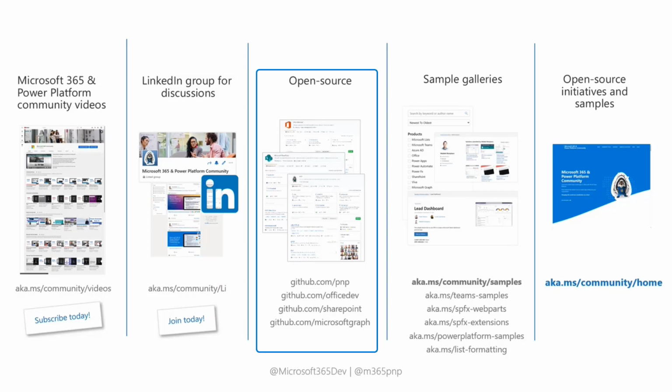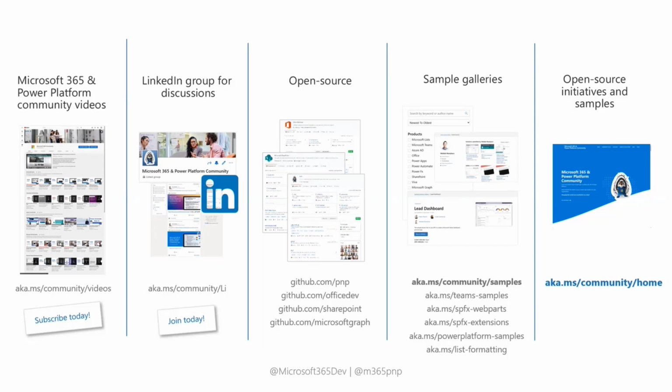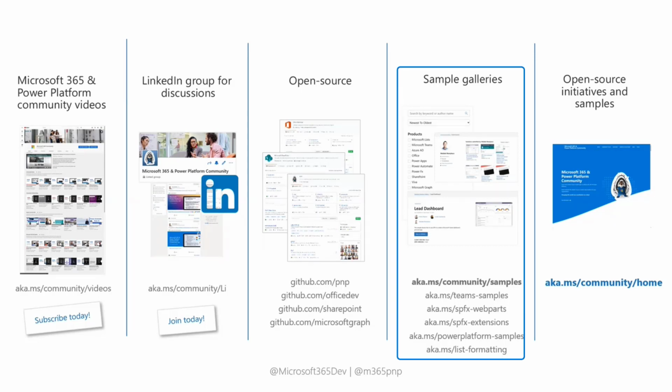We have tons of open source initiatives as well. We have the PnP repo, we have the Office Dev repo, we have the SharePoint repo, and the Microsoft Graph repos as well. So if you're looking at getting involved as a contributor, that's a great place to start. And if you're looking for some samples as well, things that people have already built in the community and shared with the rest of the world, so that you can find out how to also build cool things like them, and even use it as the start of your own projects, then we have the unified sample gallery, where you'll find all sorts of samples: SharePoint Framework, Microsoft Teams, Microsoft Lists, you name it, you'll find it there.